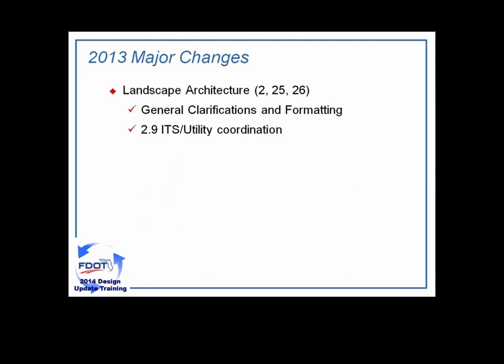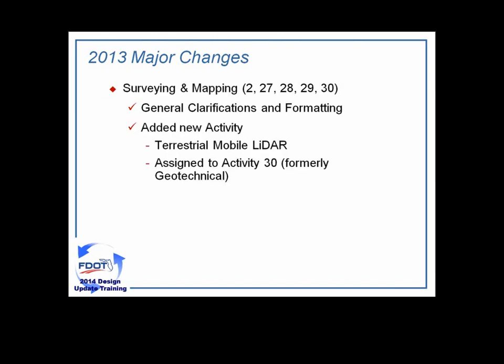The biggest change for landscape architecture was the additional language provided in Section 2.9. This language now identifies the need to coordinate with existing and proposed underground utilities, which may include lighting, drainage, or ITS. This change is a result of issues that we've encountered regarding the conflict between existing and proposed utilities and vegetation root systems, and also visibility issues resulting from branches.